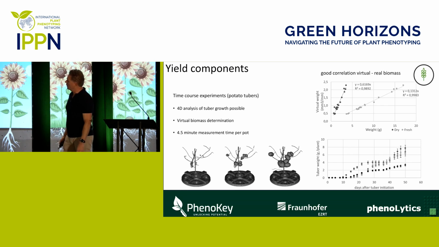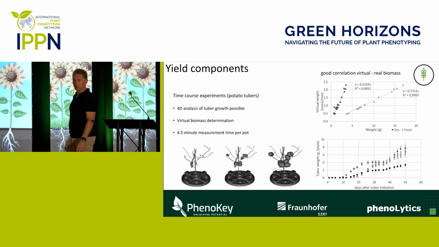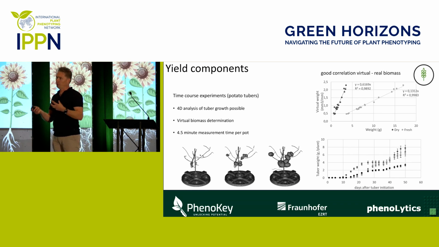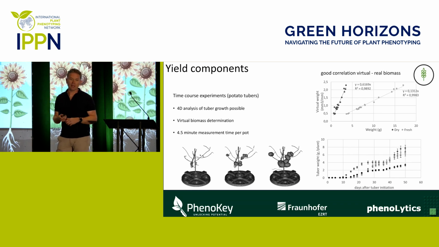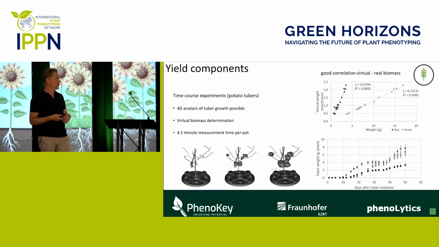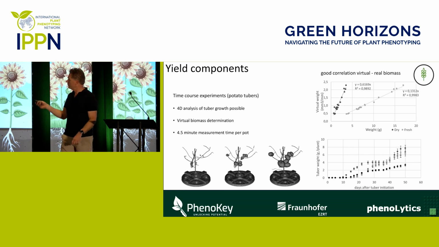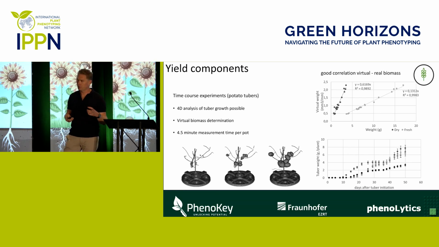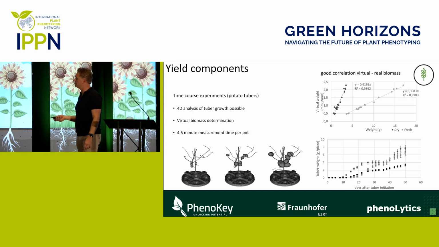So what you can see on the top graph on the right is the correlation between dry and fresh weight. The fresh weight is what's actually being measured by the X-ray, but with a certain calibration, you can also very accurately, as you can see in this instance, derive the dry weight from that. And on the bottom, you see the tuber weight development over time of the individual tubers within the pots that have been X-rayed.